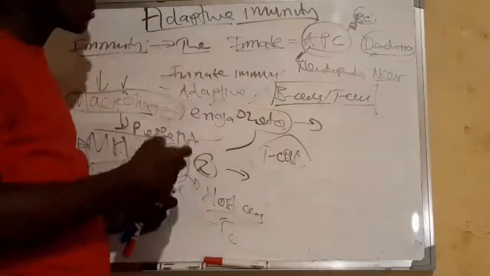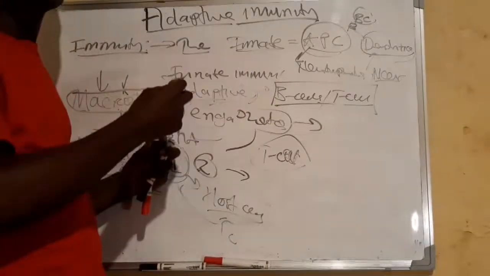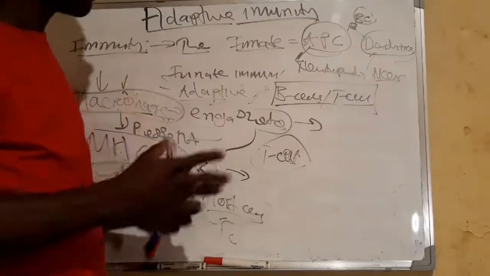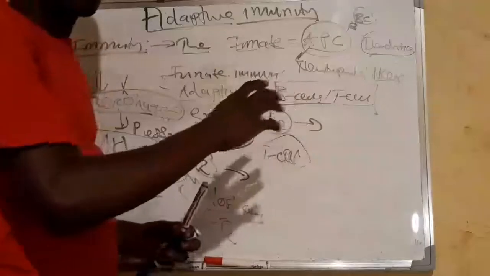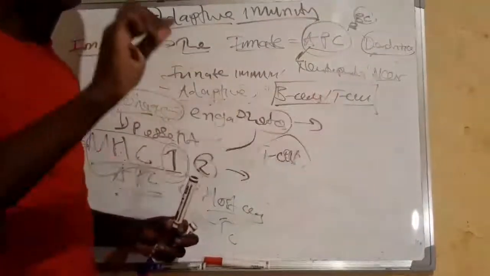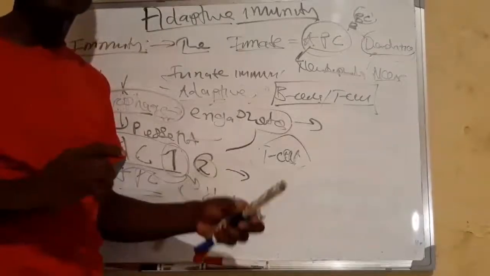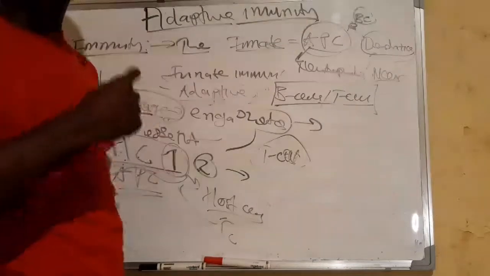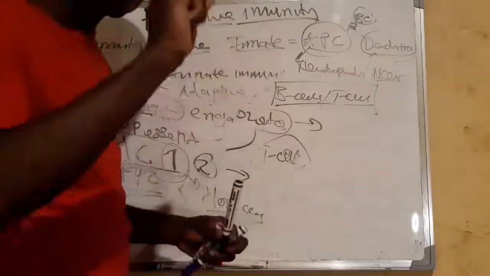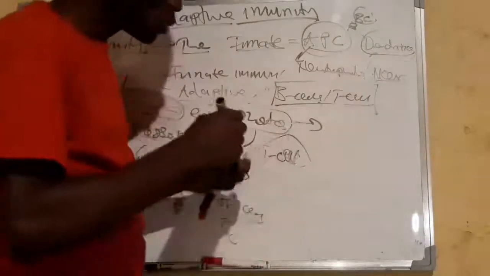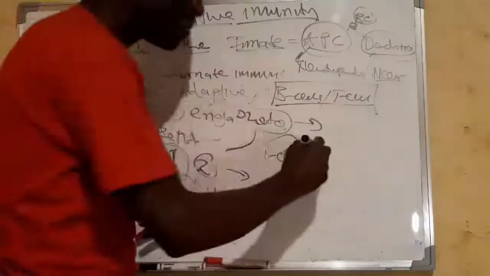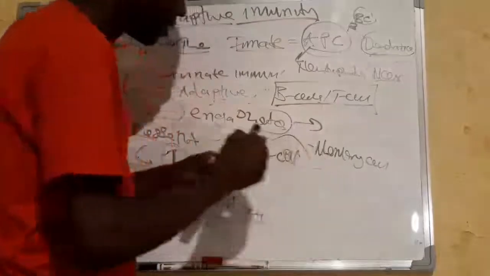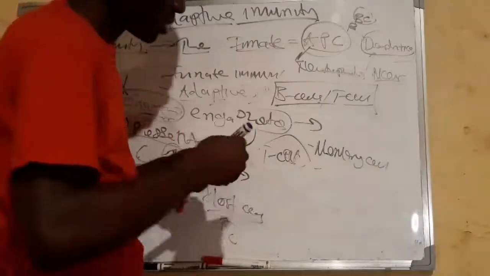But now, the difference that you need to understand about adaptive immunity: it has the capacity of storing some cells, known as memory cells, for other use. So when the B cells and the T cells become activated, they proliferate, they multiply. As they multiply, they form 2 types of cell. One is the memory cells, and the other one is the effector cells.